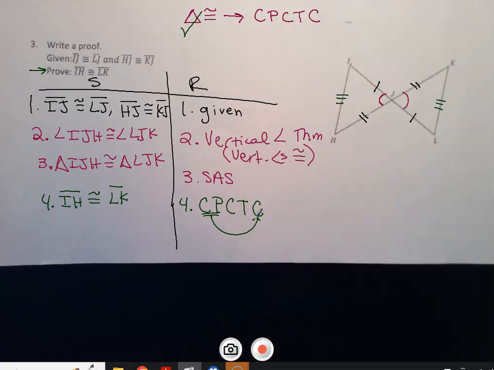So in order to use the CPCTC, we have to prove they're congruent first. And then we could make all kinds of statements. We could say, if we wanted to prove angle H is congruent to angle what?